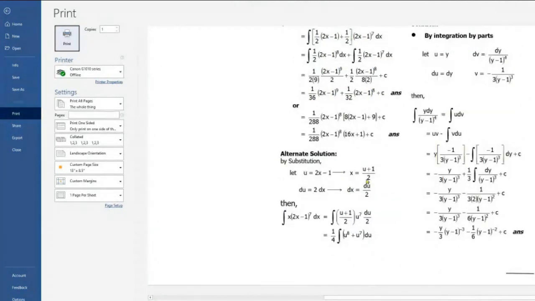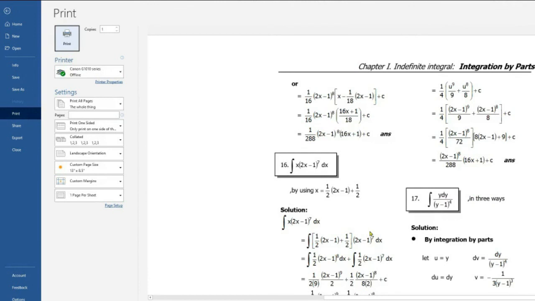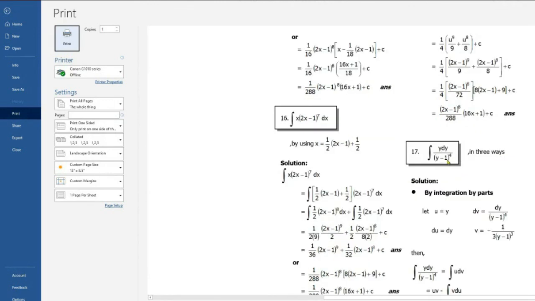Then may alternate pang solution by algebraic substitution. So ang gagamitin mo naman, let u is equal to 2x minus 1. Then your du is equal to, eto, 2dx. Then x is equal to u plus 1 over 2. Pag nilipat mo to sa kabila, tapos dinivide mo sa 2, eto yan. Then take the derivative. Derivative nito is just du over 2. Then sinubstitute, magiging power formula lang. Ito yung lalabas. Parehas din ang lalabas doon. Parehas ang sagot. Y dy over y minus 1 raised to the 4th.